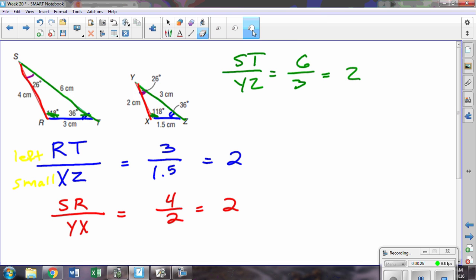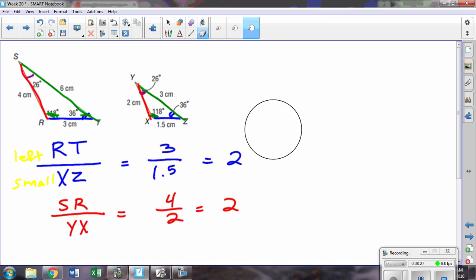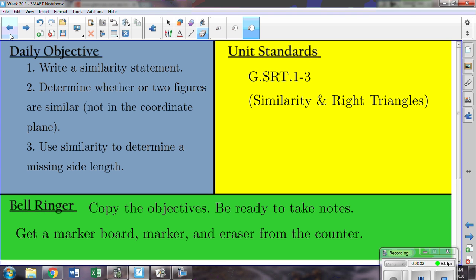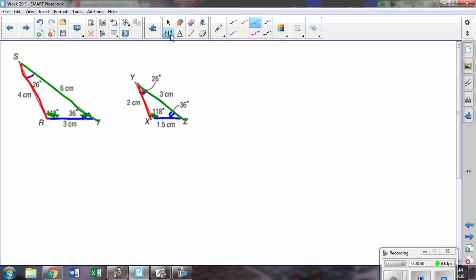Now, we still haven't addressed our first objective. The first objective for today was to write a similarity statement. This skill is virtually identical to writing up a congruency statement. It's about putting the matching pieces together. For instance, I'm just going to say triangle on the left, STR. And the order you put them down isn't important, just as long as it goes point to point to point.